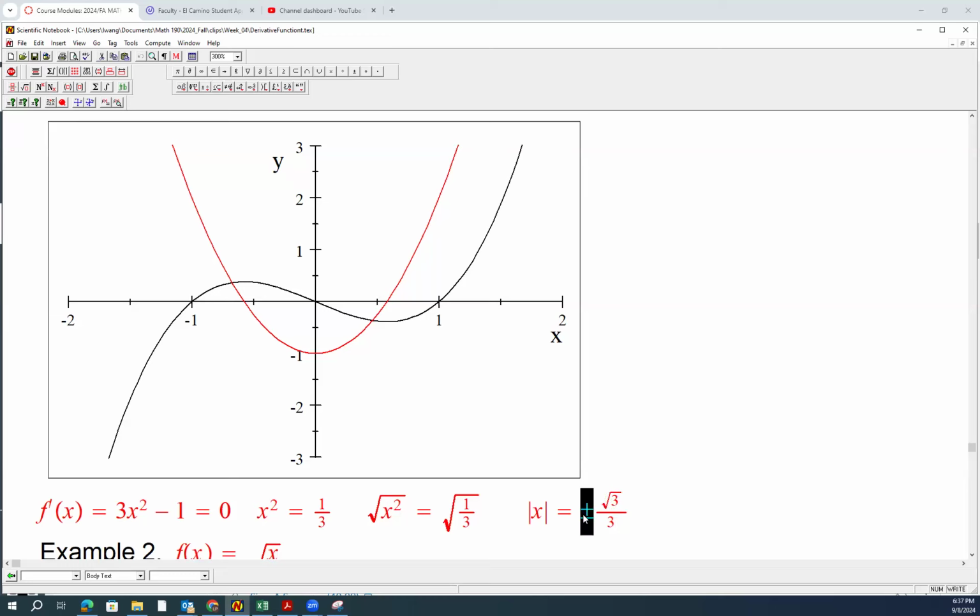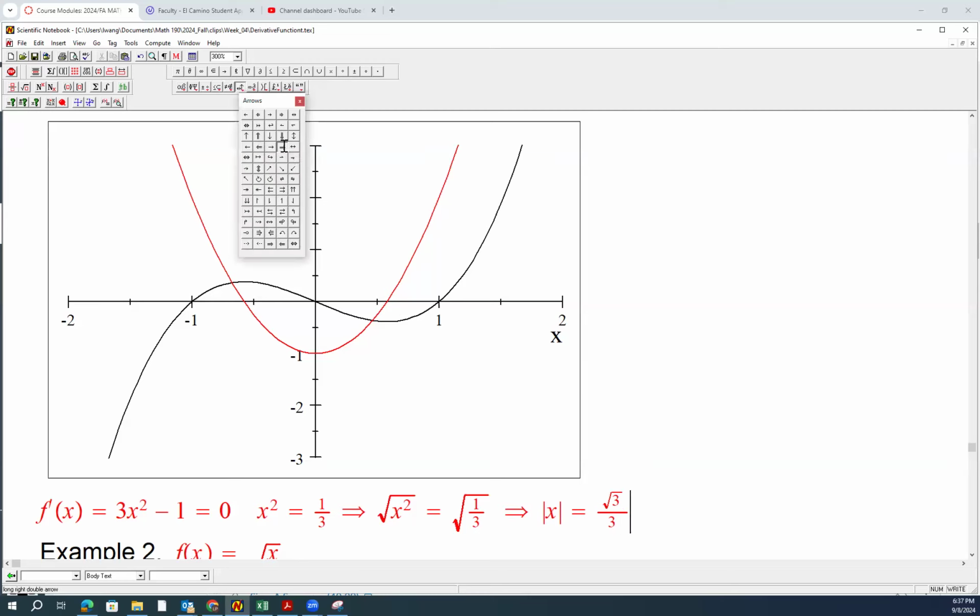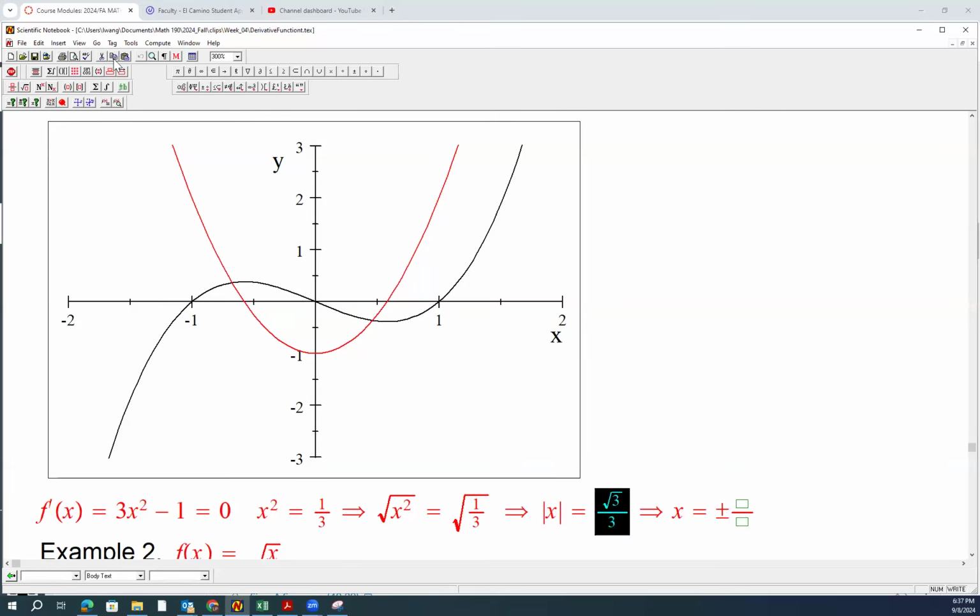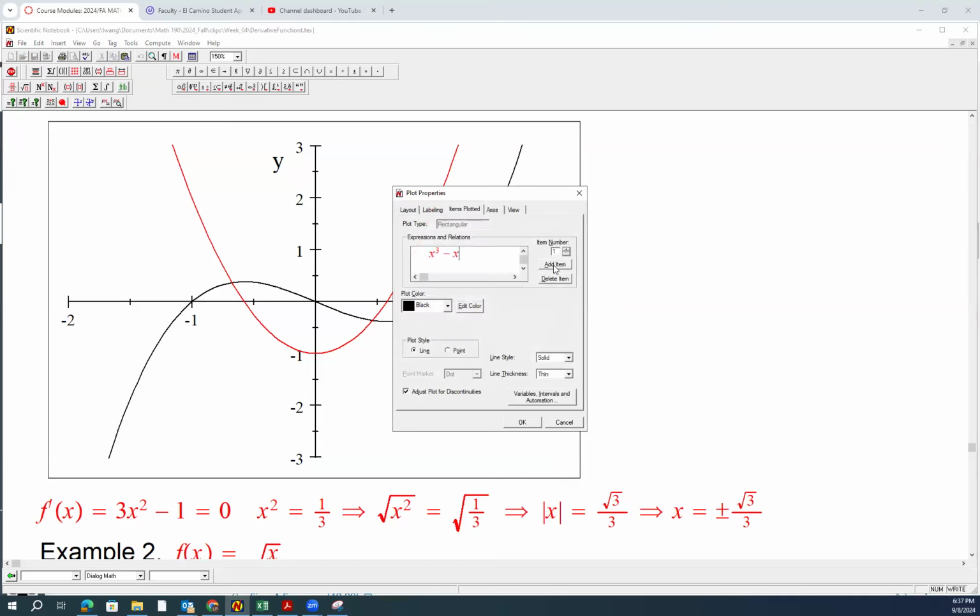So, no, wait, we don't need this right now. So the next step would be x equals plus or minus root 3 over 3. Negative root 3 over 3 is where the derivative equals 0. The red equals 0 right here. And mark that point.